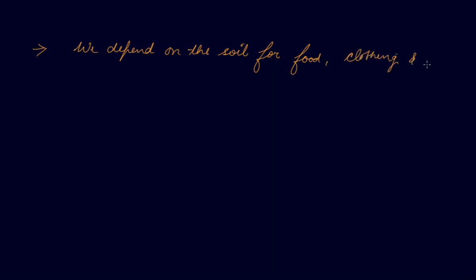Now, what are the uses of the soil? Why is soil a natural resource? We depend on the soil for food, clothing and shelter, because we make our homes that require soil. We have the cloth which you get from the plants, like your cotton, jute, all these clothes we get from the plants, and plants are grown in the soil. Food you get from the soil.